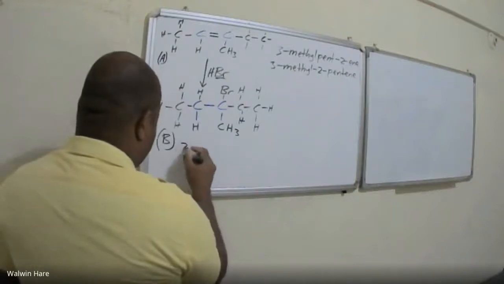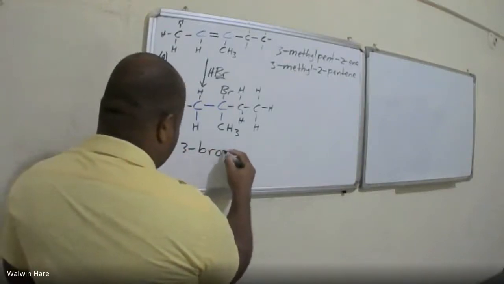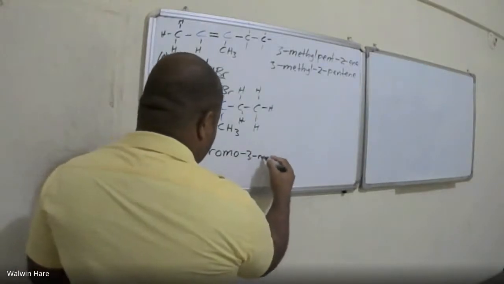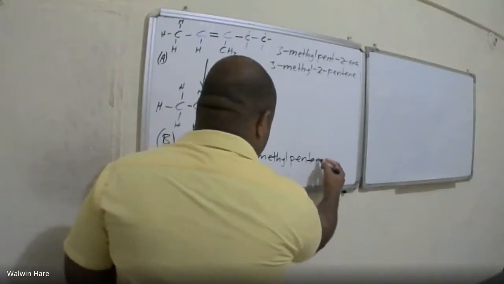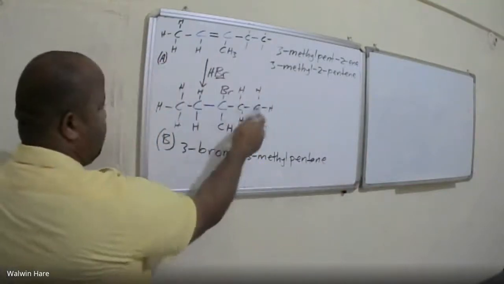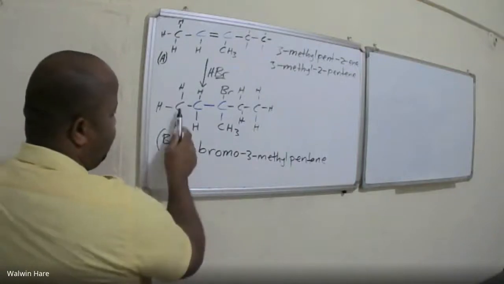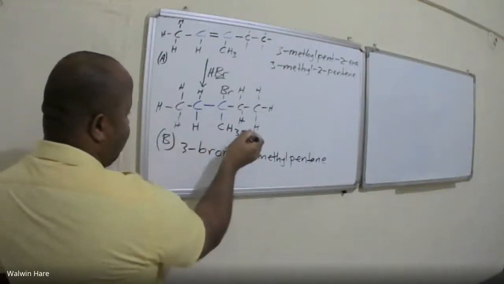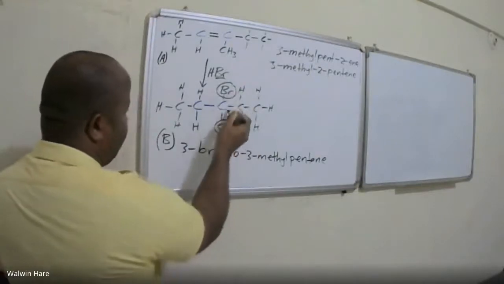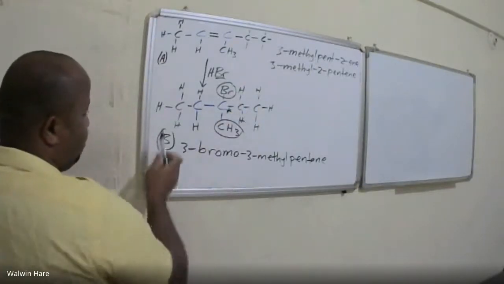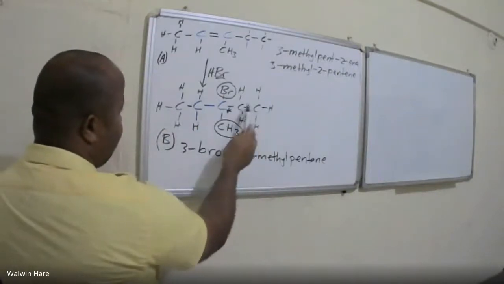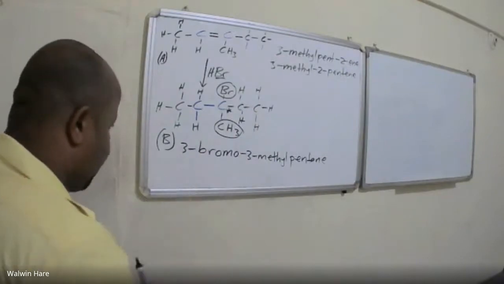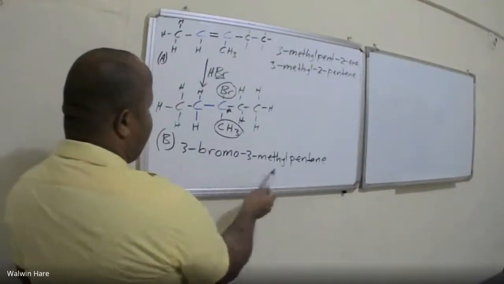3-bromo-3-methylpentane. So 1, 2, 3, 4, 5 carbons. It doesn't matter which direction we come from, the methyl group and the bromo group will be on carbon 3. Counting from this end, 1, 2, 3. Counting from this end, 1, 2, 3. So it doesn't matter which direction, it will be 3-bromo-3-methylpentane.